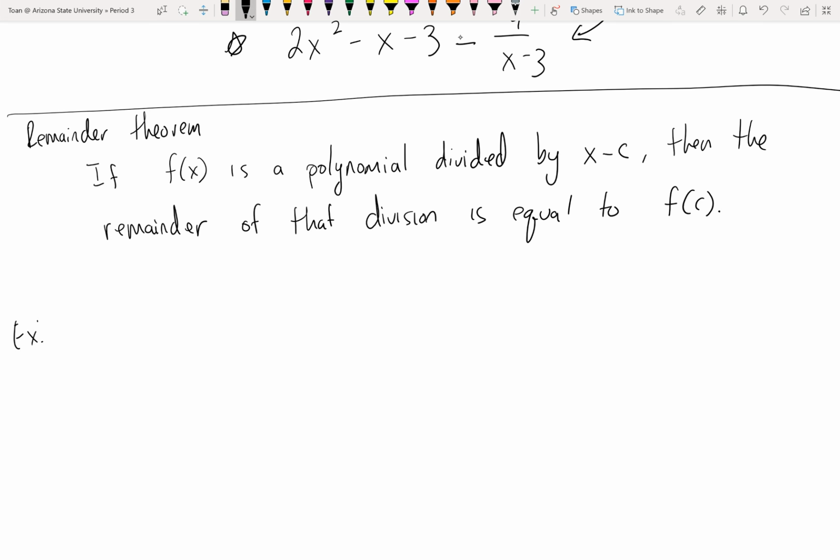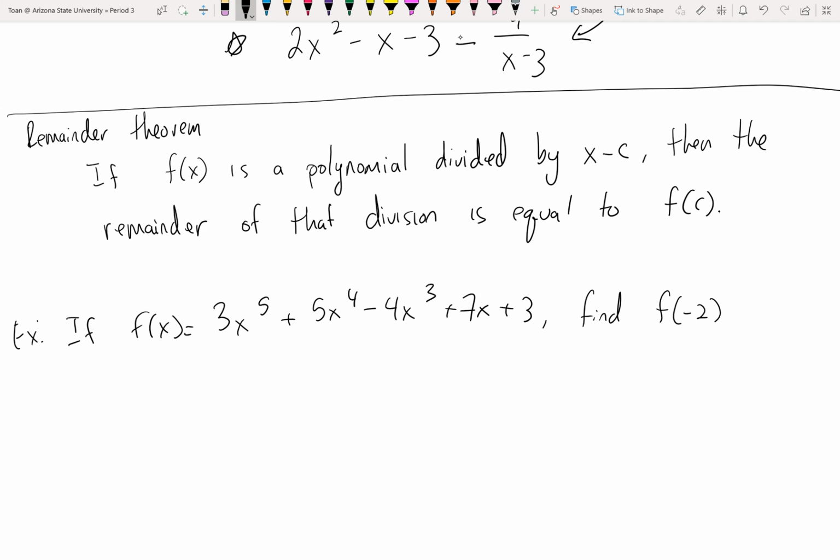Take a look at this example here. If f of x equals 3x to the 5th, wow, now we're doing x to the 5th power, plus 5x to the 4th minus 4x cubed plus 7x plus 3. That is a huge polynomial. I'm going to ask you to find f of negative 2. Yeah, that was sort of an anticlimactic example. Off the top of your heads, if I gave you a function and you saw this, what does that tell you to do? Just plug it in, right?